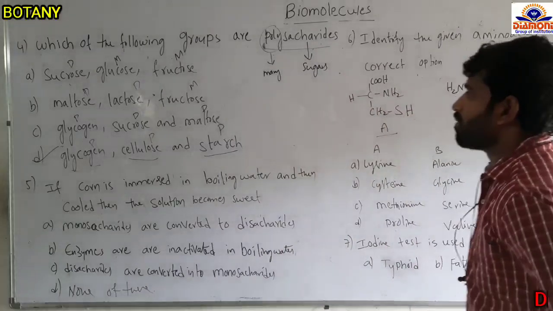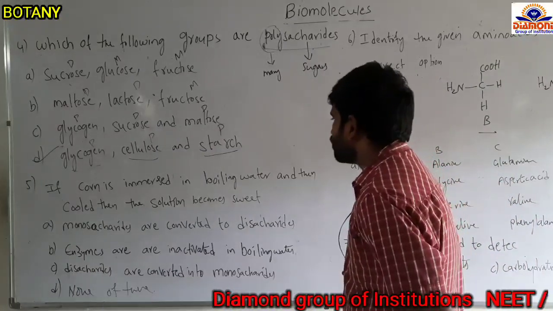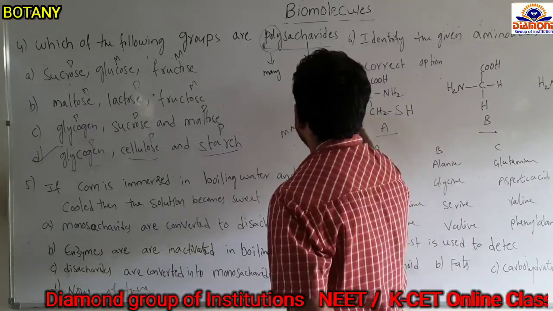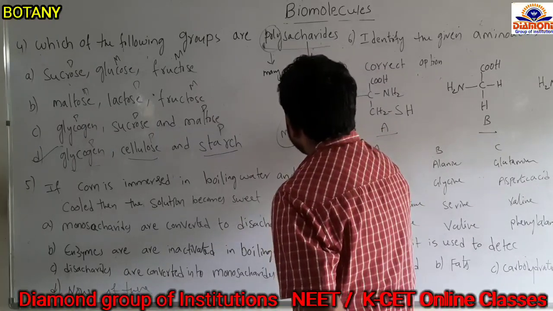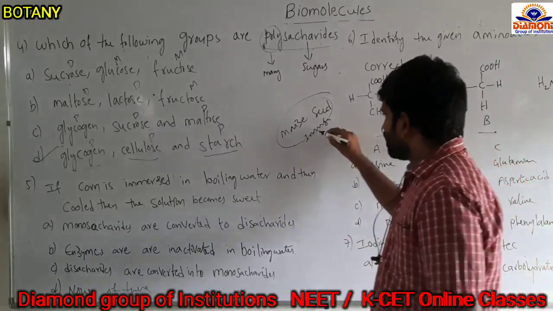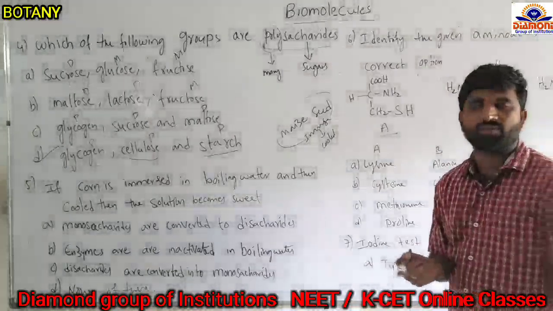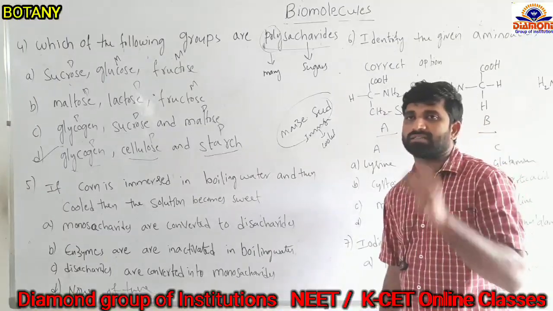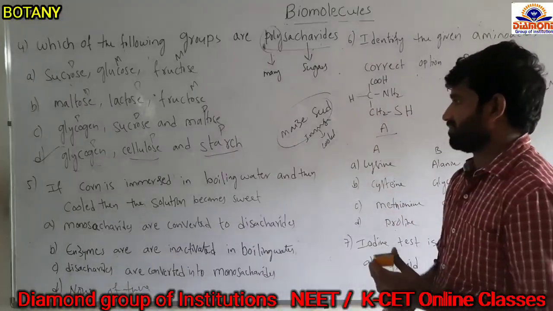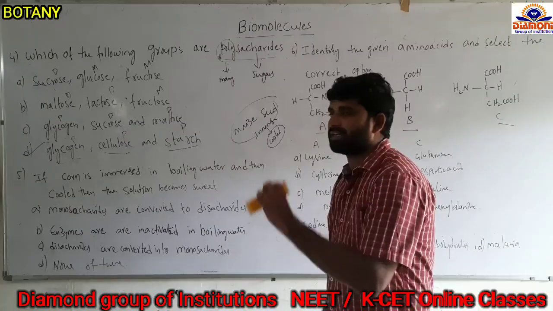And the next question: if maize seed is immersed in boiling water and then cooled, then the solution becomes sweet. So the maize seeds are kept in boiling water, and later the seeds cool down. The seeds contain starch, which will hydrolyze, and that starch becomes sweet when kept in boiled water and later cooled.